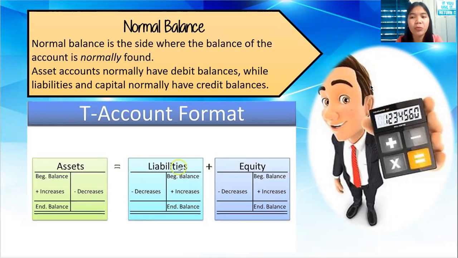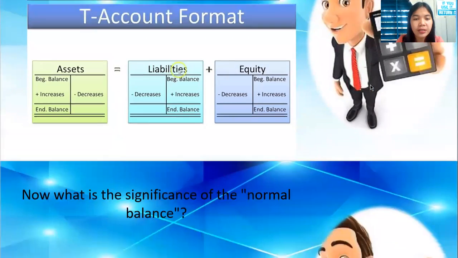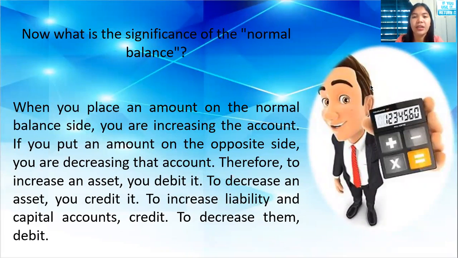What is the normal side of an asset? Always remember, class, the normal side of our asset is the debit side. For our liabilities and equity, the normal balance is on the credit side. What is the significance of the normal balance? When you place an amount on the normal balance side, you are increasing the account. If you put an amount on the opposite side, you are decreasing that account. Therefore, to increase an asset, you debit it. To decrease an asset, you credit it. To increase liability and capital accounts, credit.